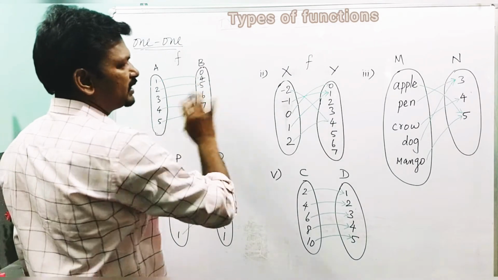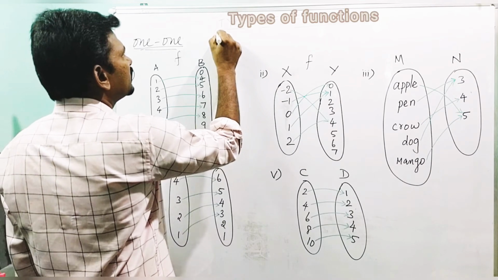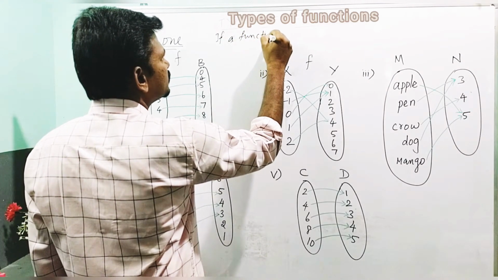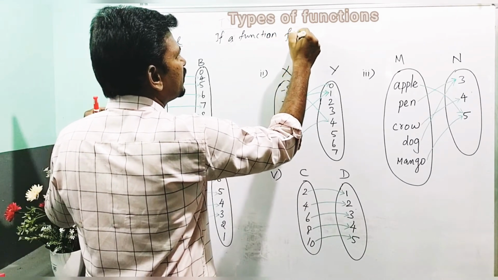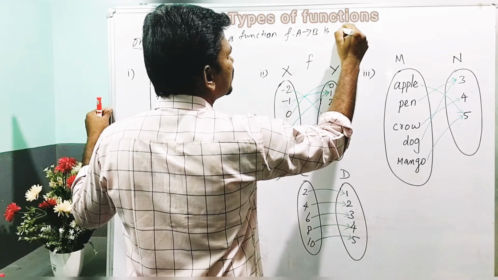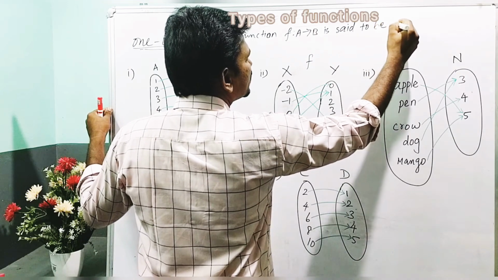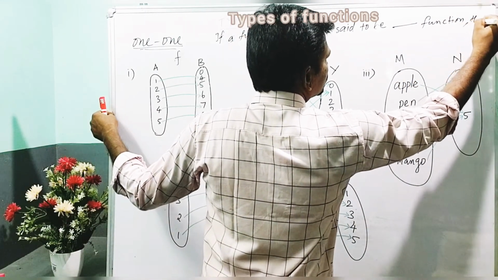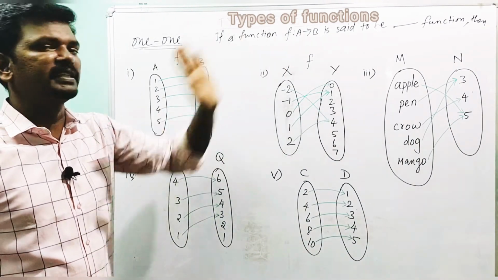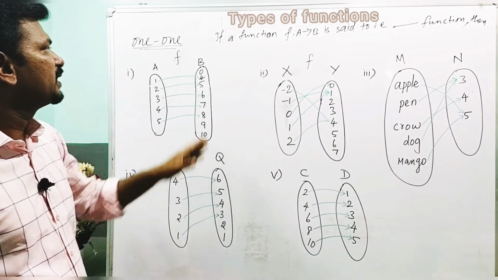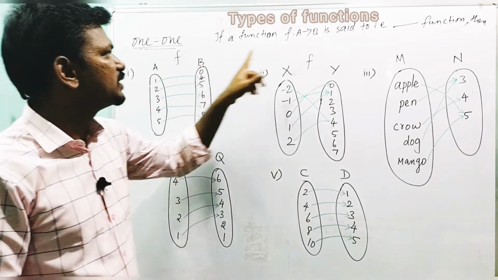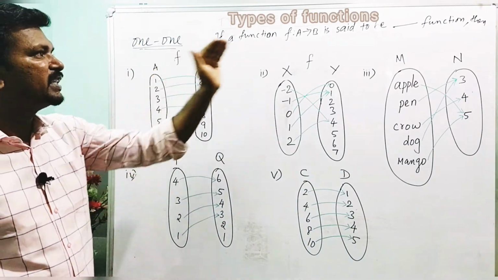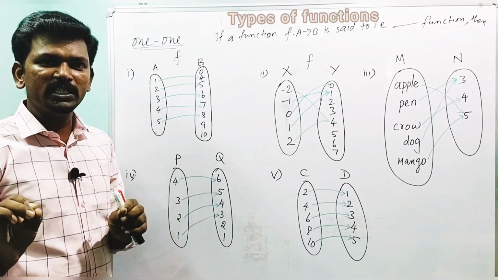So when you write the definition, this is the common thing for all of them: if a function f from A to B is said to be a 1-1 function, then, after that, you can write the definition by your own words, by your understanding.